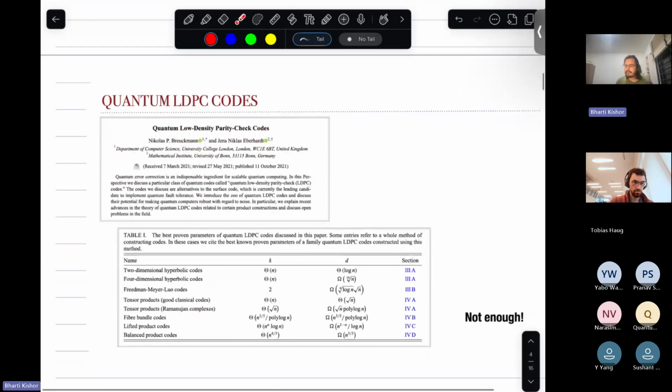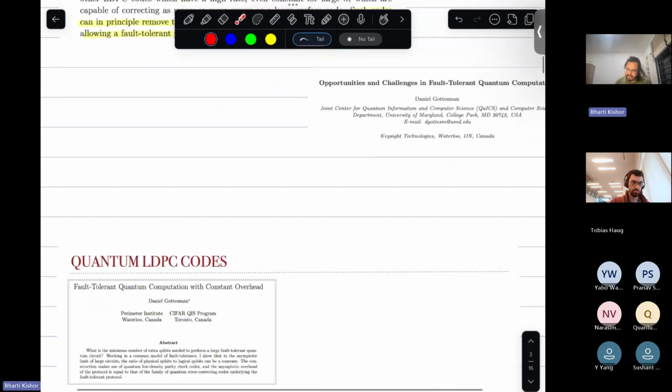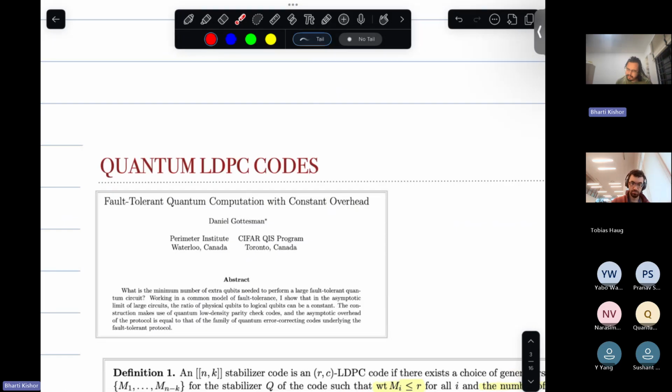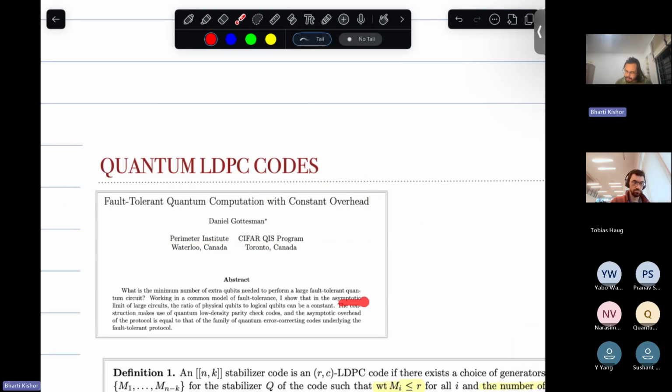So Daniel Gottesman wrote a very powerful paper in 2014, where he shows that in the asymptotic limit of large circuits, the ratio of physical qubits to logical qubits can be a constant. This was interesting because earlier people were talking about this ratio being polylogarithmic. And he said this can be made constant. That's what the paper was about: fault-tolerant quantum computation with constant overhead.